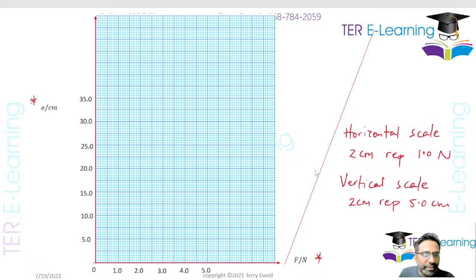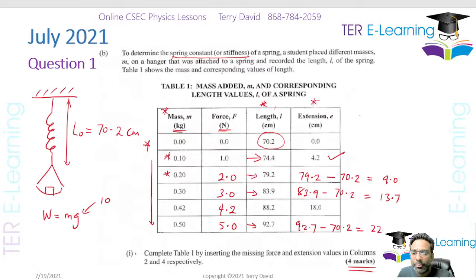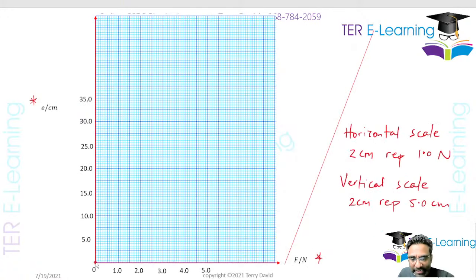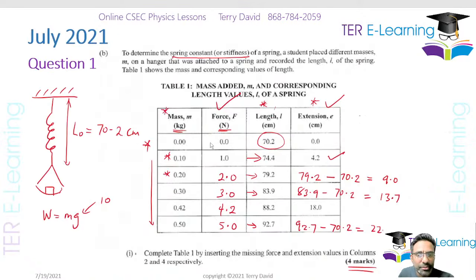Let's see now, what do we need to do? So now we need to plot the points. So the first point that we're going to plot, we're looking at the graph and make sure you're plotting the correct thing, right? They said you're plotting extension against force, right? So the first value we're going to plot is 0, 0. You're looking at this column here and this column here in order to plot. So 0 against 0. So therefore my first value is going to be this. That's my first value here. The second point is 1.0 and 4.2.